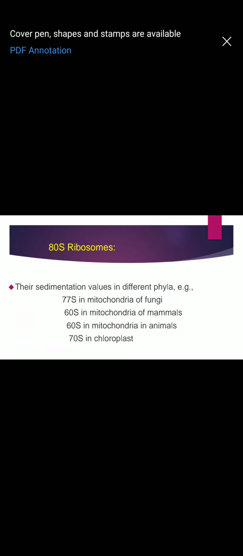Now the 80S ribosome. This 80S ribosome is seen in the eukaryotic cells of plants and animals. They have a molecular weight of 4 x 10^6 daltons. But their sedimentation value varies in different phyla: 77S in mitochondria of fungi, 60S in mitochondria of animals, 60S in mitochondria of mammals, and 70S in the chloroplast.